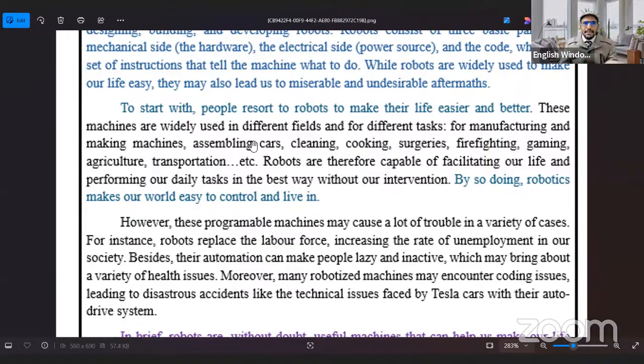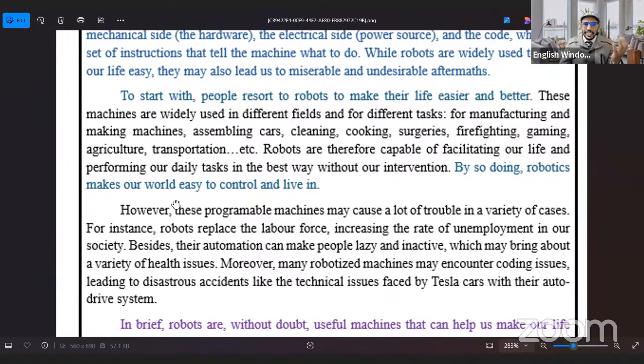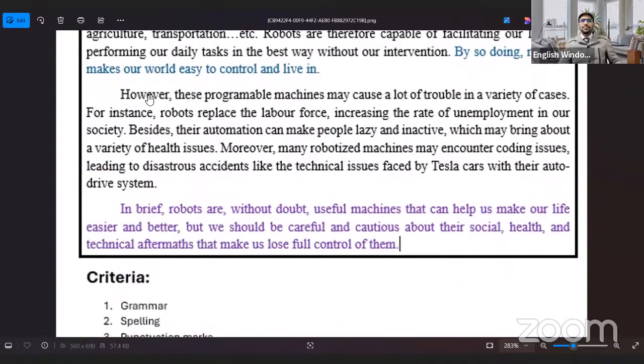For manufacturing and making machines, assembling cars, cleaning, cooking, surgeries, firefighting, gaming, agriculture, transportation, etc. Robots are therefore capable of facilitating our life and performing our daily tasks in the best way without our intervention. By so doing, robotics makes our world easy to control and live in. Yes, come on. However, these programmable machines may cause a lot of trouble in a variety of cases.